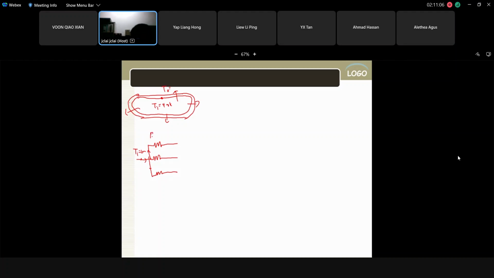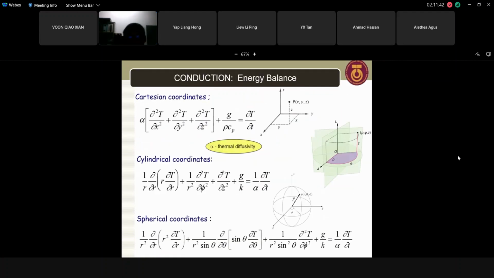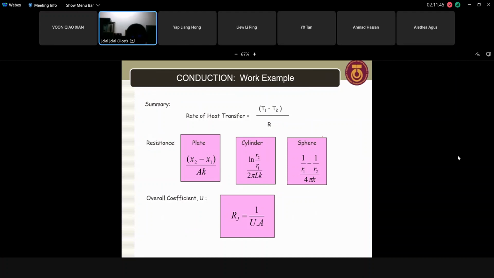So here, this is R for hemisphere 1, and this is R for hemisphere 2. Let's say this is hemisphere 1, this is hemisphere 2. And this is cylinder, of course, so this is R for cylinder. So what is R for hemisphere? You only have R for sphere, right?